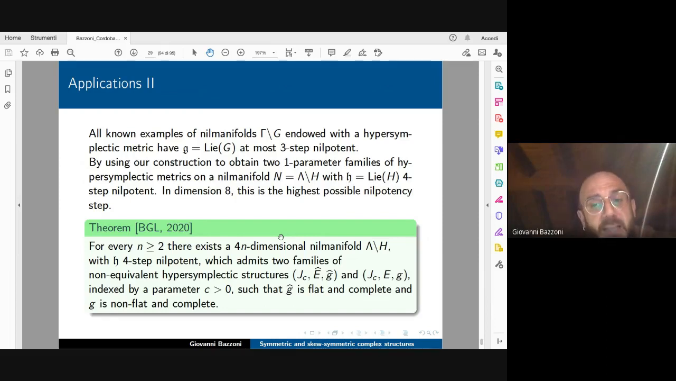The first one is flat, and the second one is non-flat. For example, Adrian's and Isabel's examples: when the metric is flat, then the nilpotency step is actually 2. Okay, that's actually equivalent as far as I understood. So in nilpotency step 4, we have both flat and non-flat.